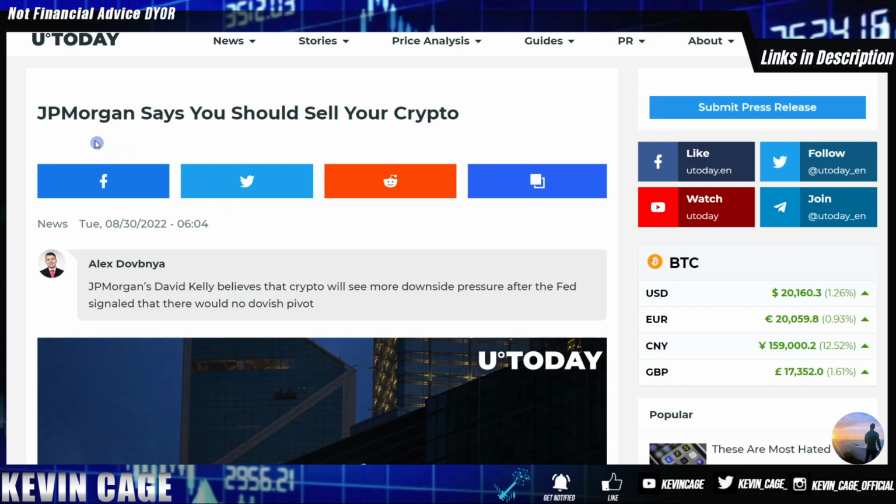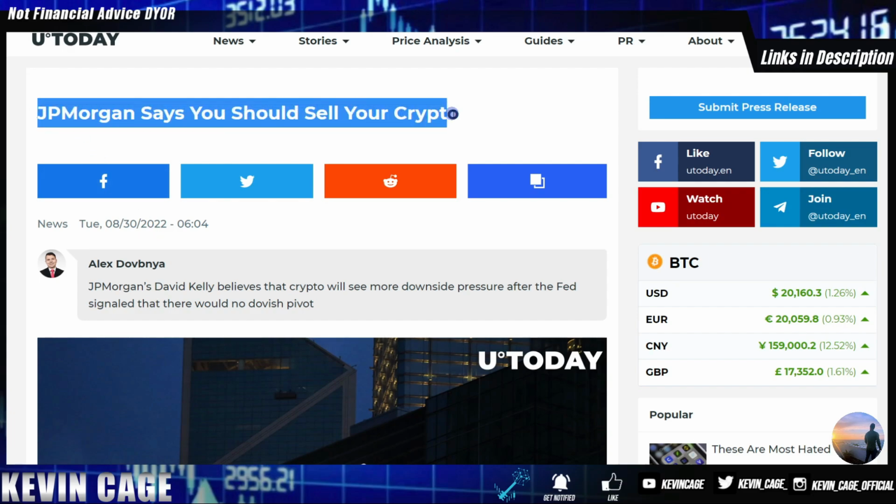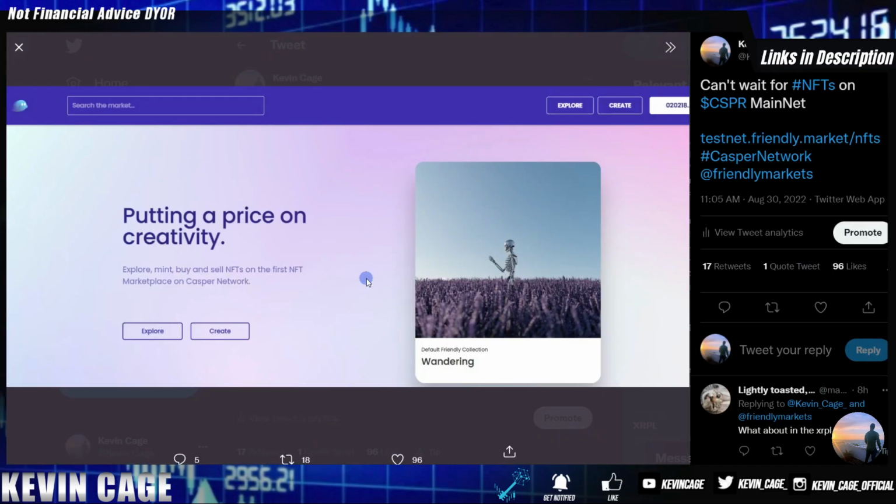Next up, this article made me laugh. JP Morgan says you should sell your crypto. Oh, I guess I'm gonna sell now. So I know we're excited for XLS20 in the next 2 weeks. Let's hope that we stay above 80% for that amendment for consensus.